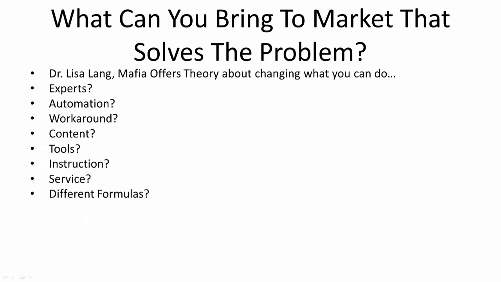Is there a different formula? Is there a different formula that's going to be cheaper for the buyer? Is there a different formula that's going to be easier for the buyer?